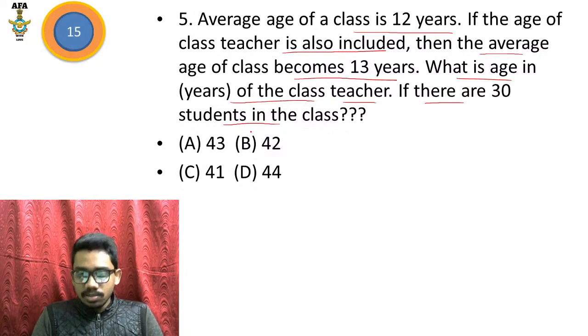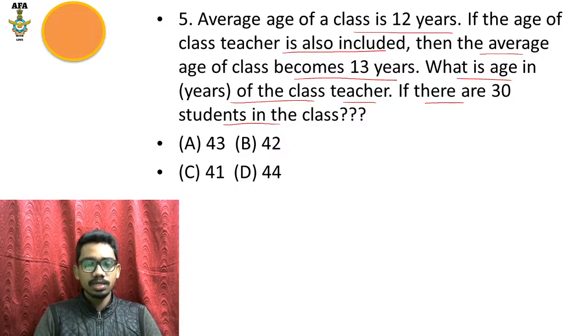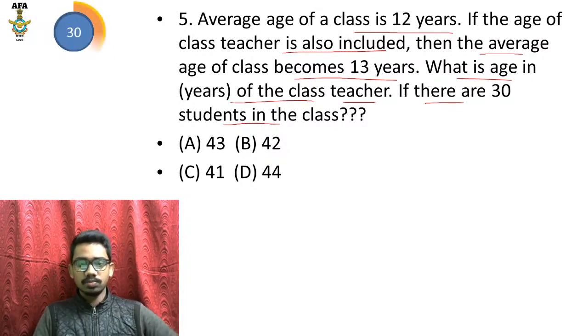Average age of the class is 12 years. If the age of the class teacher is also included, the average becomes 13 years. What is the age in years of the class teacher if there are 30 students in the class? Try to solve this question.